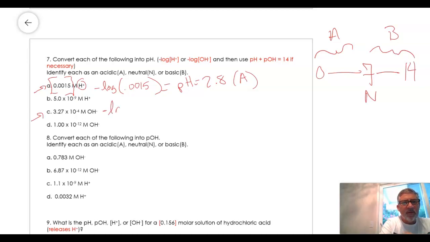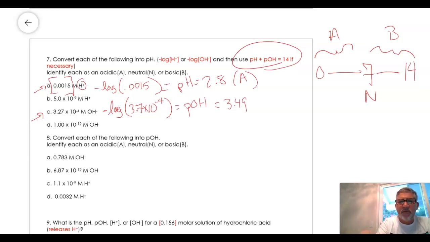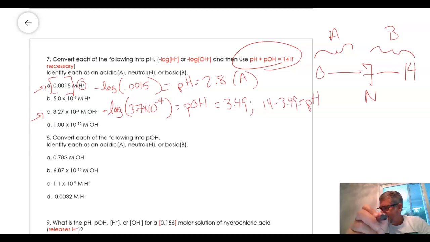I can go negative log 0.7 times 10 to the negative 4. So when I do that, I get a pOH, because remember this is concentration of hydroxide, equal to 3.49. I know that here, pH plus pOH is equal to 14, so I can do 14 minus 3.49 equals pH 10.5. Right, and then this would be basic. Okay, so that's how you do that.